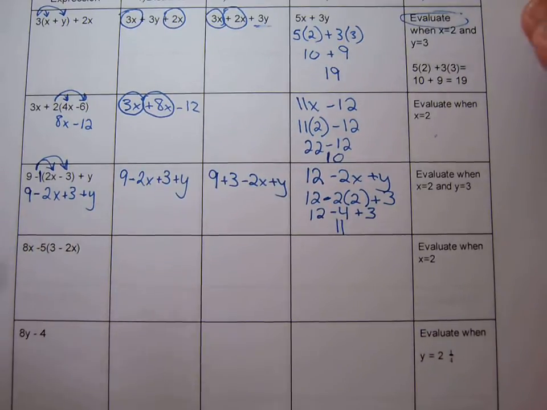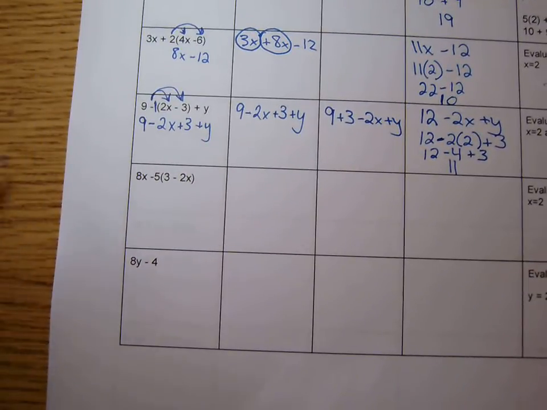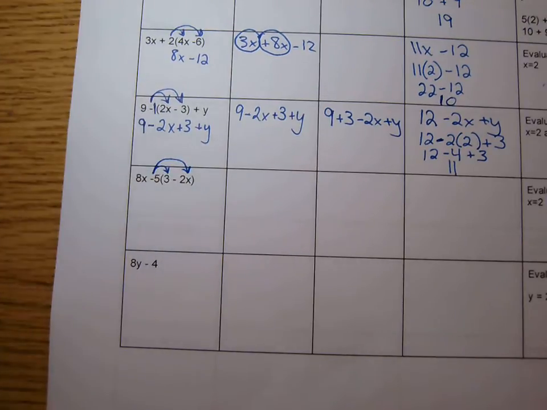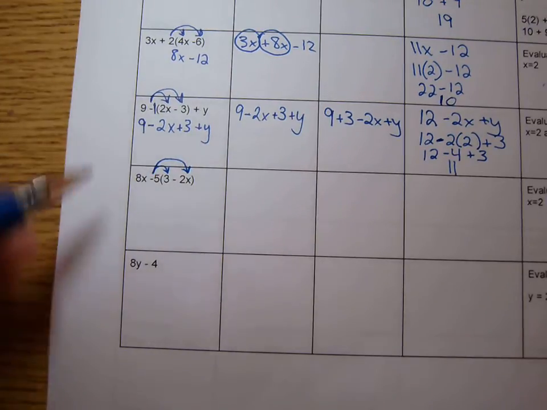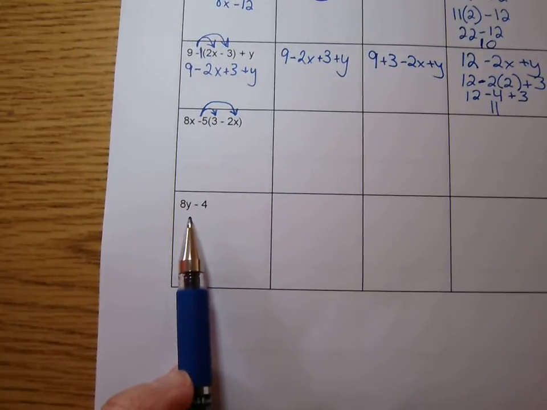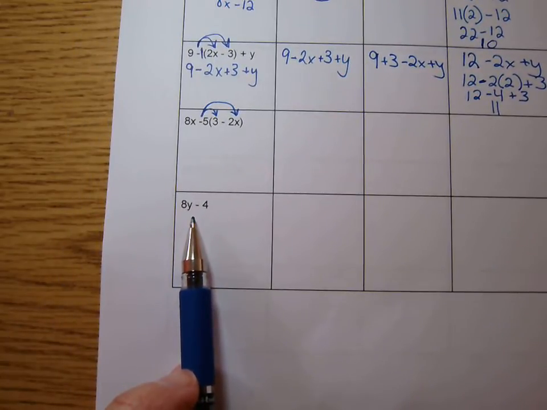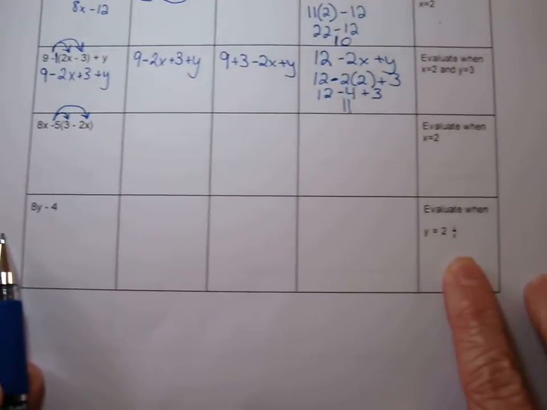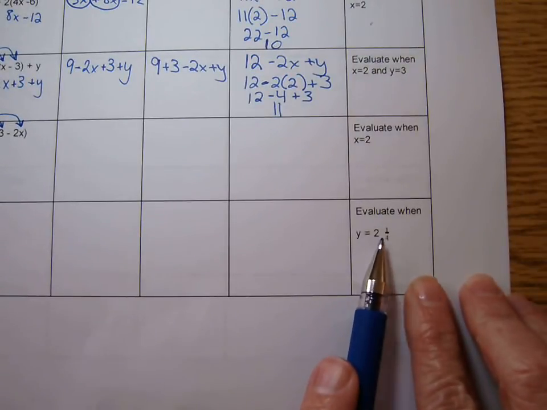Okay. I'm going to leave this one for you to do, but I will give you a hint. You need to distribute this guy first. Okay? Down here, is there anything to distribute? No. But, oh my cow, look, they want you to evaluate where y is equal to 2 and 1/4.